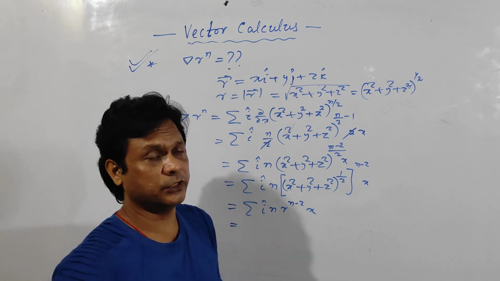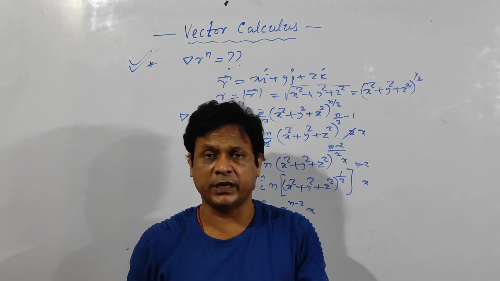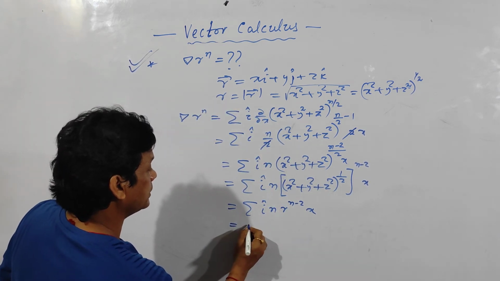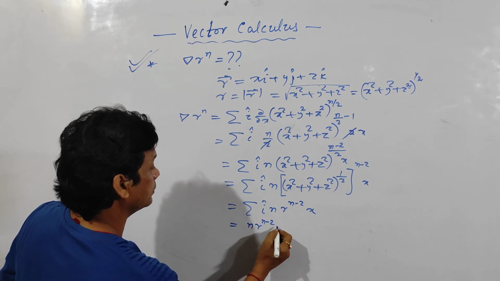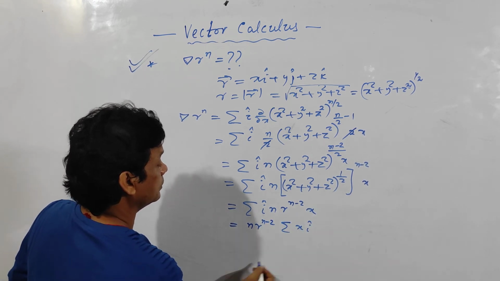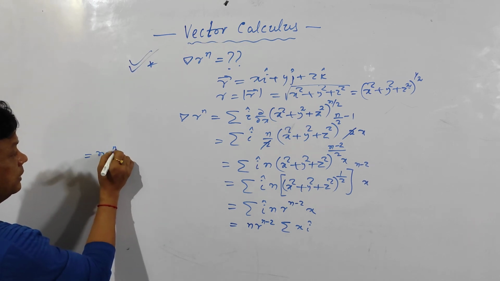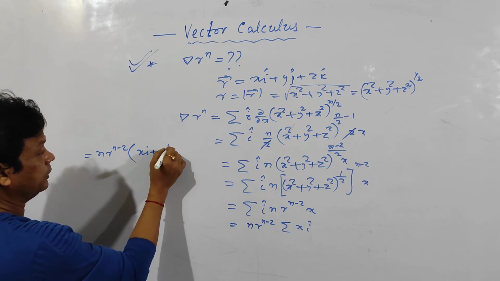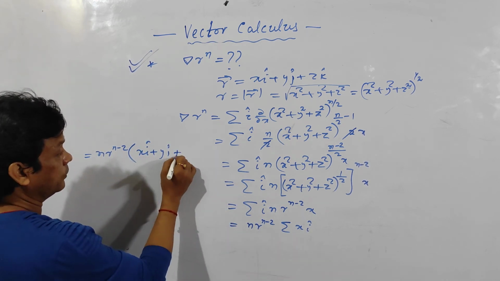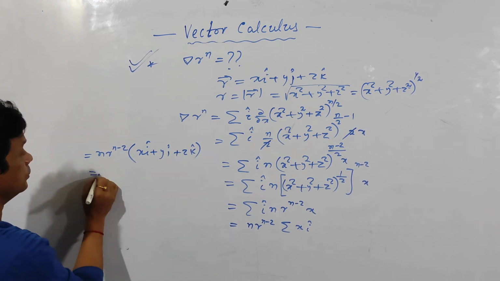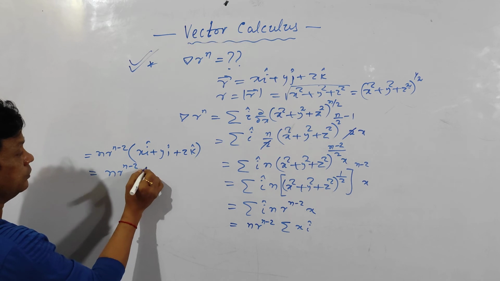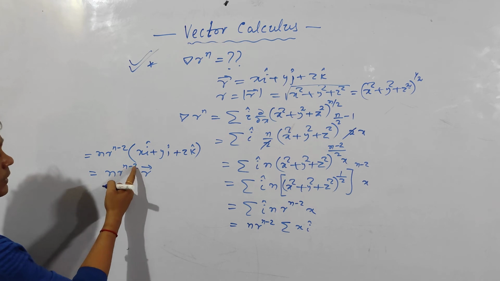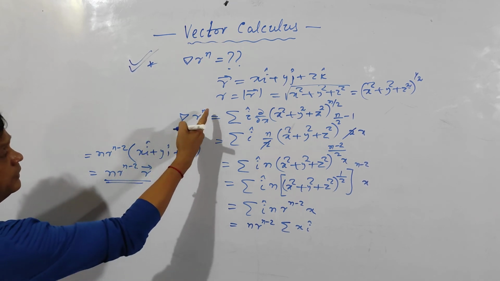And I have told you within summation you should write only i, j, k cap, and the terms involving x, y, z. So n into r to the power n minus 2 is a constant, so take it outside. So it is summation x into i cap. And this one is equal to n into r to the power n minus 2. If you expand this one, it will become x into i cap plus y into j cap plus z into k cap. So this is n into r to the power n minus 2 into r vector. This is the formula for grad of r to the power n.